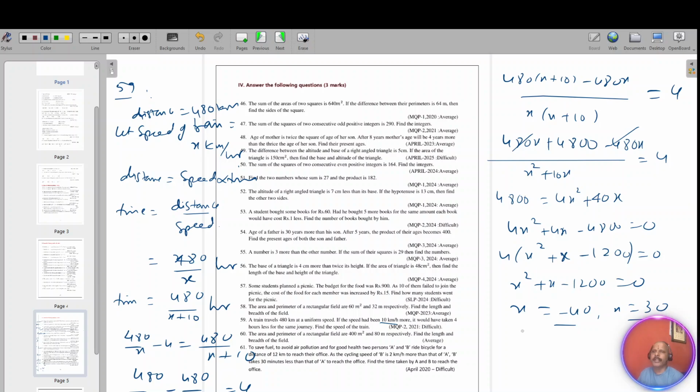Since speed cannot be negative, we take x equal to 30. Therefore, what is the required part here? Find the speed of the train. So we conclude the speed of the train is 30 km per hour. Can we conclude that?